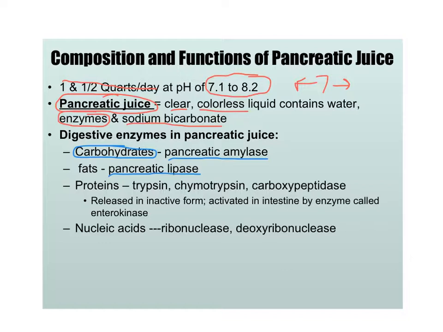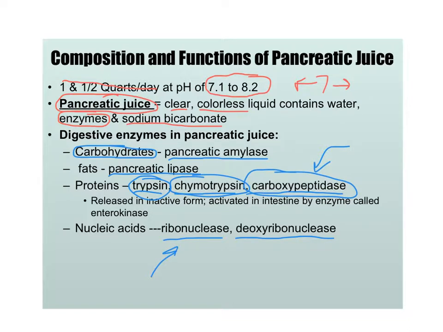It also secretes 3 enzymes which help to break down proteins: trypsin, chymotrypsin, and carboxypeptidase. Know all 3 of those. I guarantee you will see that on your exam. Now it also secretes enzymes which break down nucleic acids, ribonuclease and deoxyribonuclease, but that will not be as important as the enzymes it secretes for proteins: trypsin, chymotrypsin, and carboxypeptidase. Definitely remember those. Don't worry so much about the enzymes it secretes to break down nucleic acids.